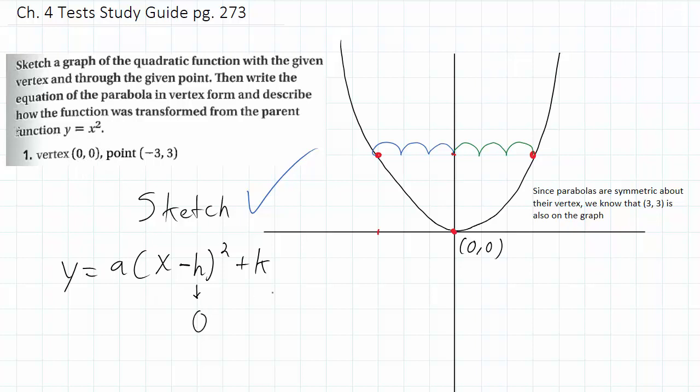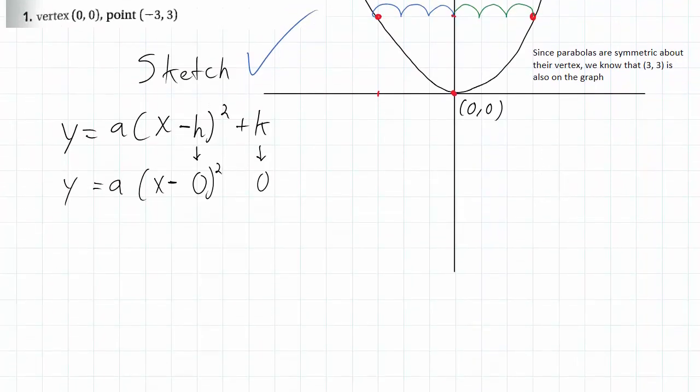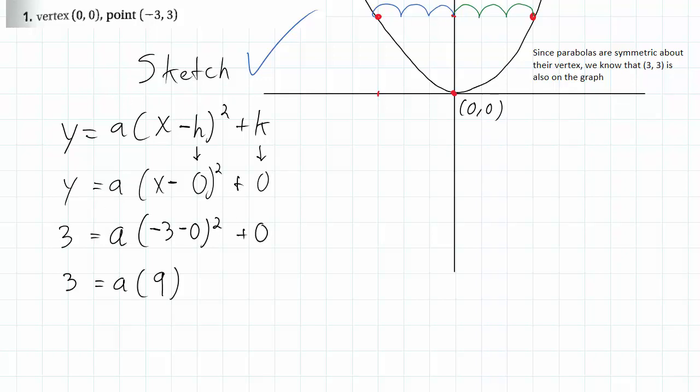I can plug that into my h and k in my vertex form. And I'd really like to be able to figure out the a. Well, since I'm given at least one other point, namely the point -3, 3, I can temporarily plug that in place of the x and the y. And then I can use that to solve for my value of a, which is going to be kind of like the vertical stretch factor in this case. So when you solve for a, you get 1/3.